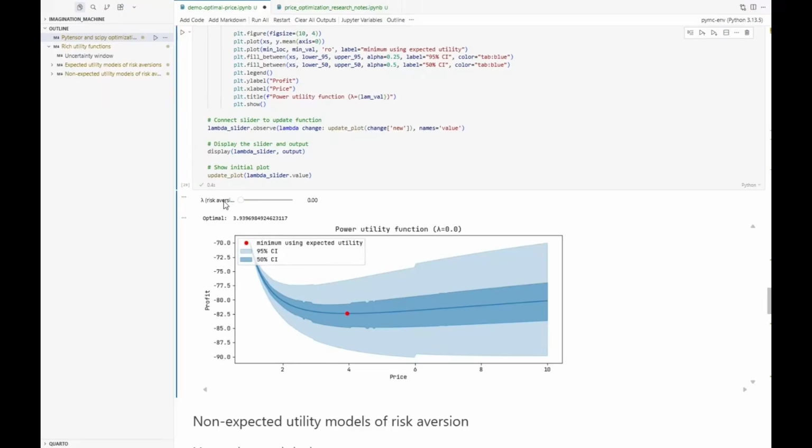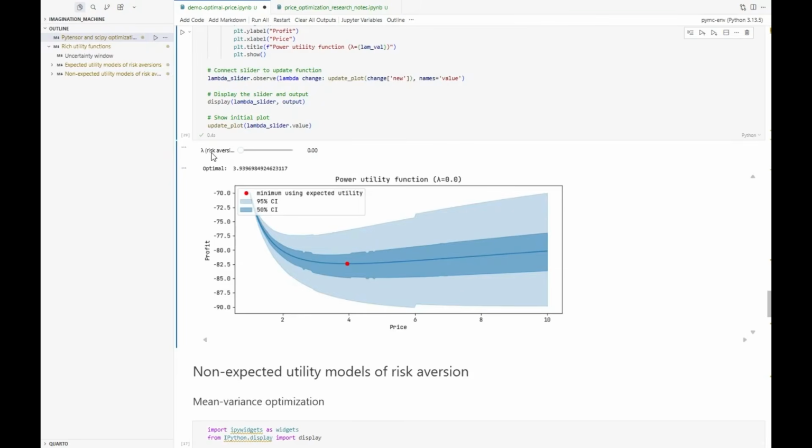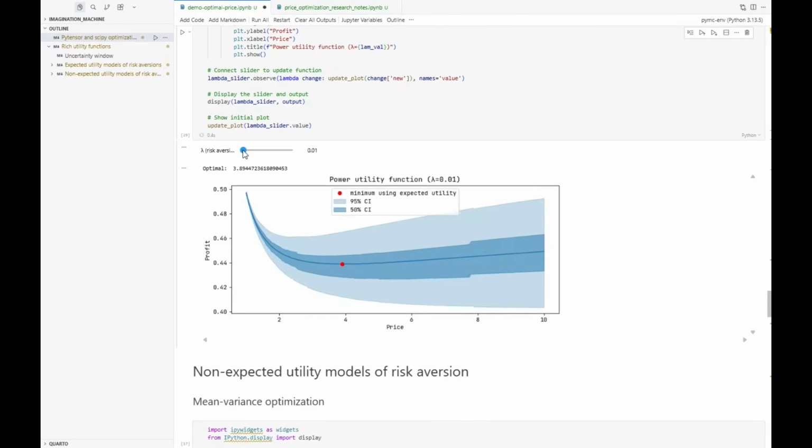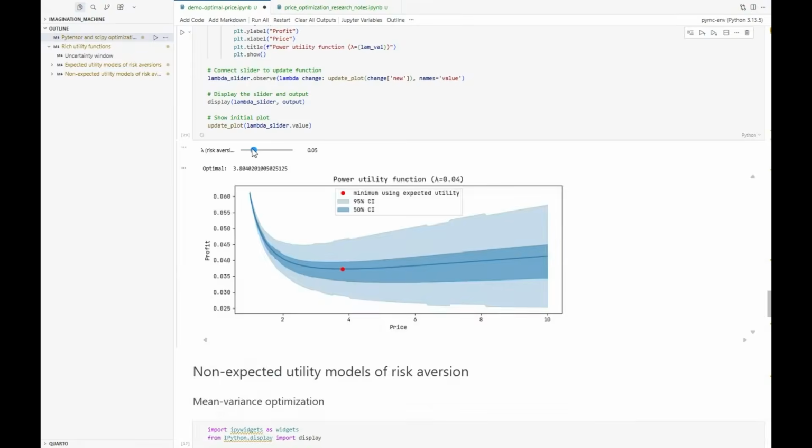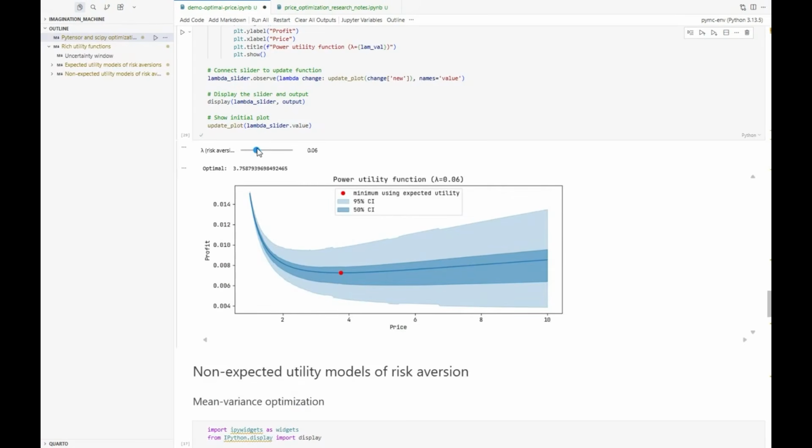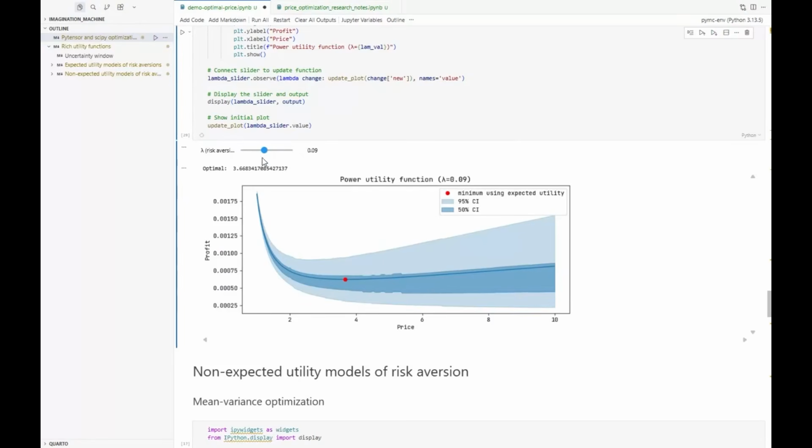And it gives you a kind of adjustable parameter for risk aversion. The different functional shapes of the exponential utility correspond to different levels of risk aversion. And you can see that when you have no risk aversion, it still recommends a price of about $4. But as you slowly increase this risk aversion, the recommended price drops.